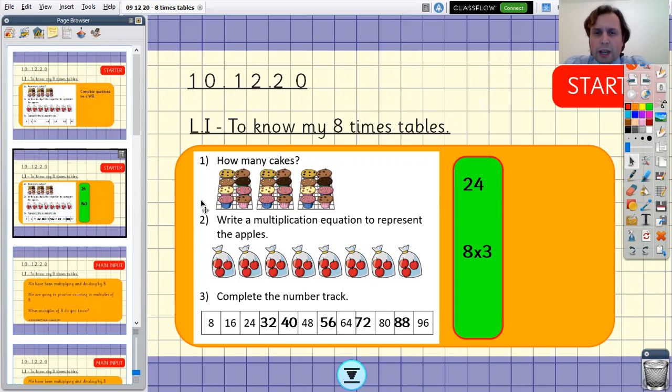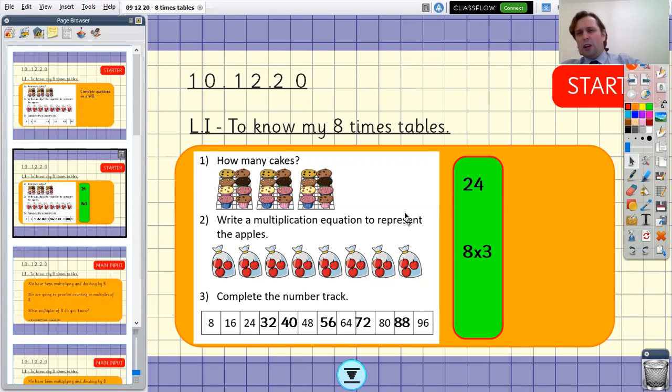Next, write a multiplication equation to represent the apples. Okay, so thinking about that here, we have how many groups of apples? Well, we have 8 groups of apples. 1, 2, 3, 4, 5, 6, 7, 8. And how many is in each group? Well, we have 3. So you could perhaps present that as 8 times 3. Perhaps you did it in a different way and did it as 3 times 8. And finally, we have our number track here as well.